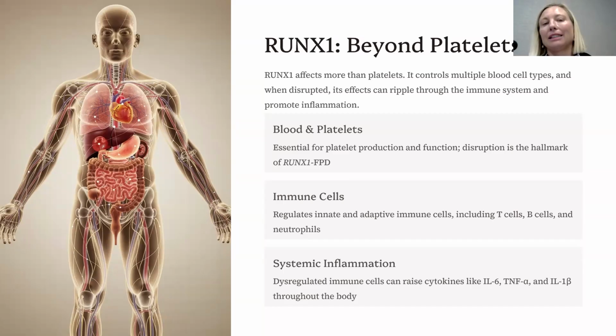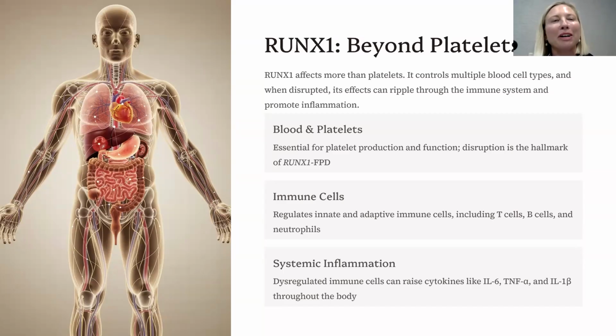But beyond platelets, RUNX1 also governs immune cells, which are part of the blood system as well, both adaptive immune cells like T cells and B cells, as well as innate immune cells like neutrophils. And when these immune cells get dysregulated, they can produce a lot of pro-inflammatory cytokines. And these cytokines, which maybe you've heard of some of these, like IL-6, TNF-alpha, IL-1, I'll come back to these in a little bit, they circulate through the bloodstream.